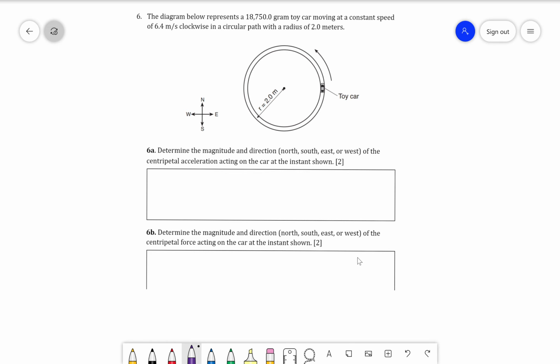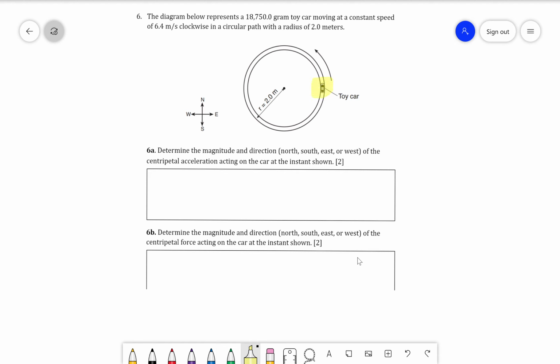Number 6 is a uniform circular motion question. They say we have a diagram below representing an 18,750 gram toy car moving at a constant speed of 6.4 meters per second clockwise in a circular path with a radius of 2.0 meters. 6a wants us to determine the magnitude and direction, north, south, east, or west, of the centripetal acceleration acting on the car at the moment it's shown in the diagram.